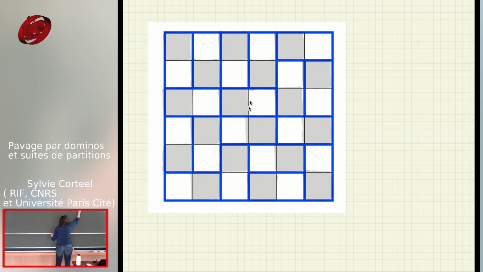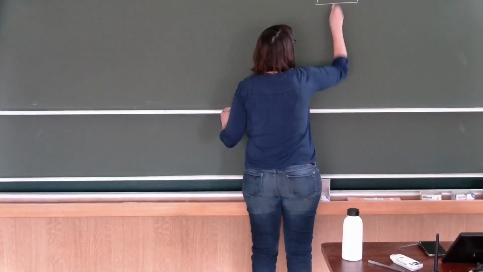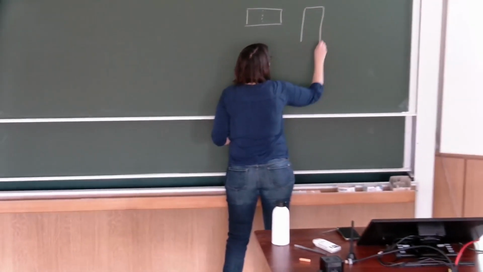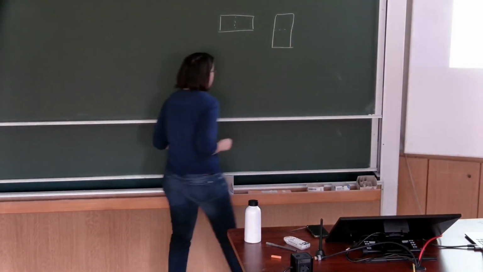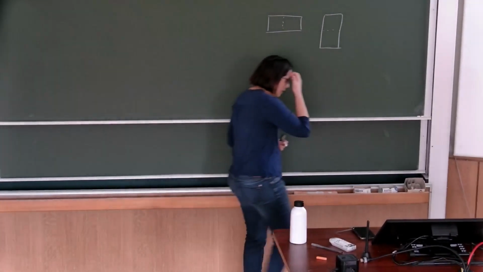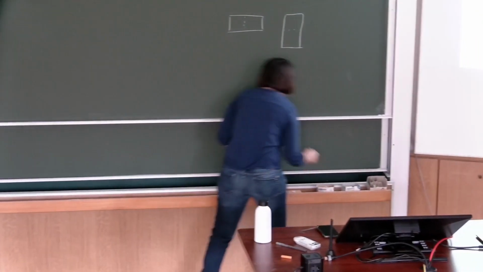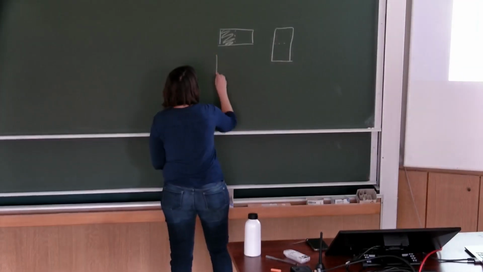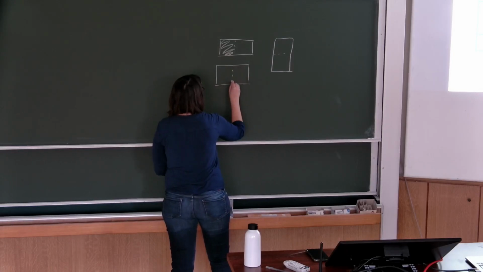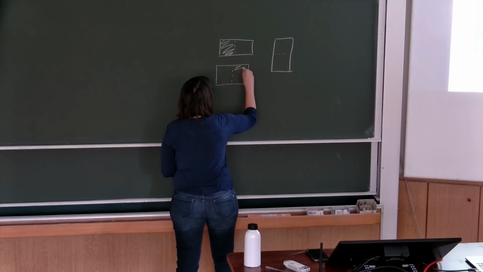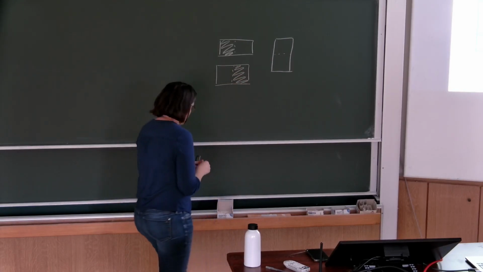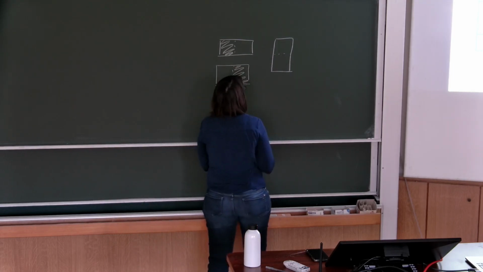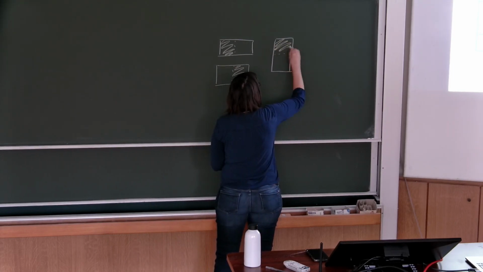I started, a priori, with 2 types of dominos, my horizontal and my vertical ones. But now that I color my domain as a checkerboard, I'm going to have 4 types of dominos. For the horizontal, the ones where the gray is on the left, and the ones where the gray is on the right, and the same for the vertical ones.